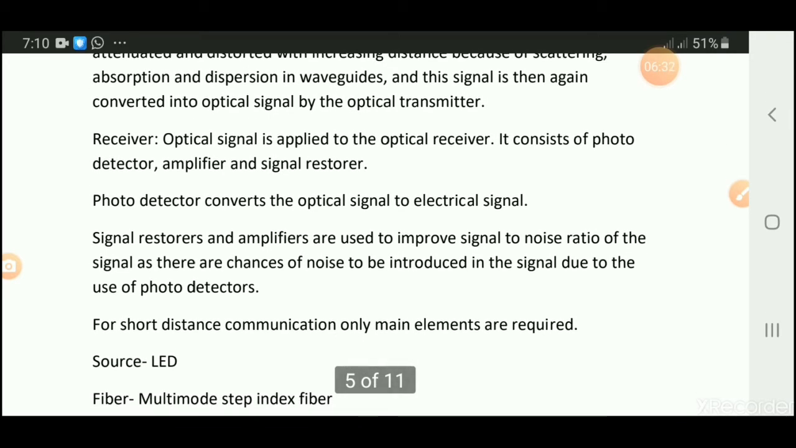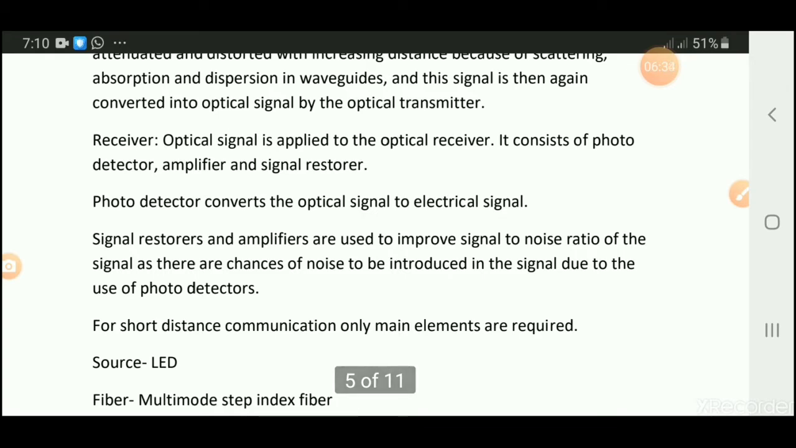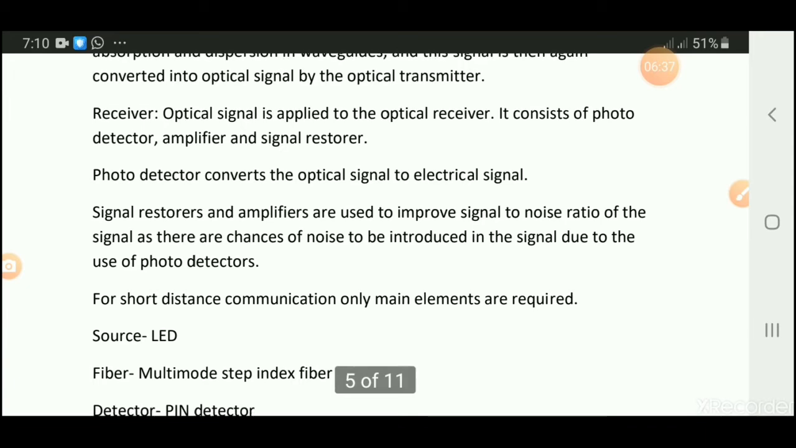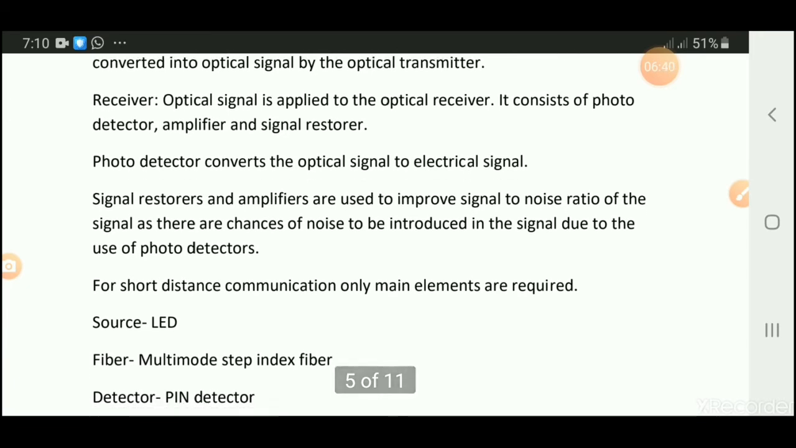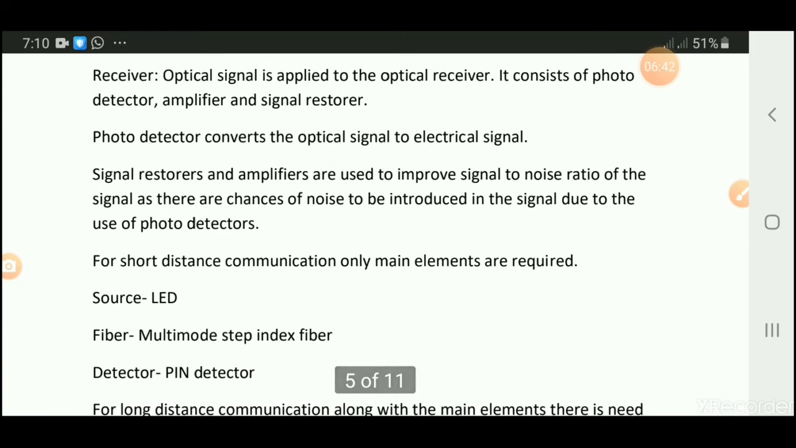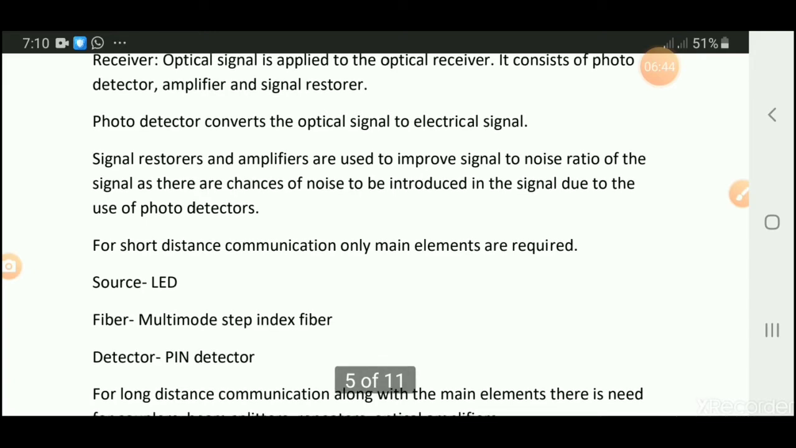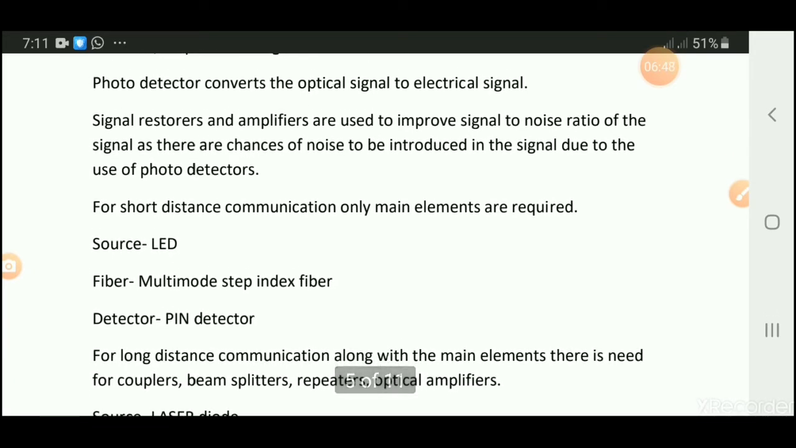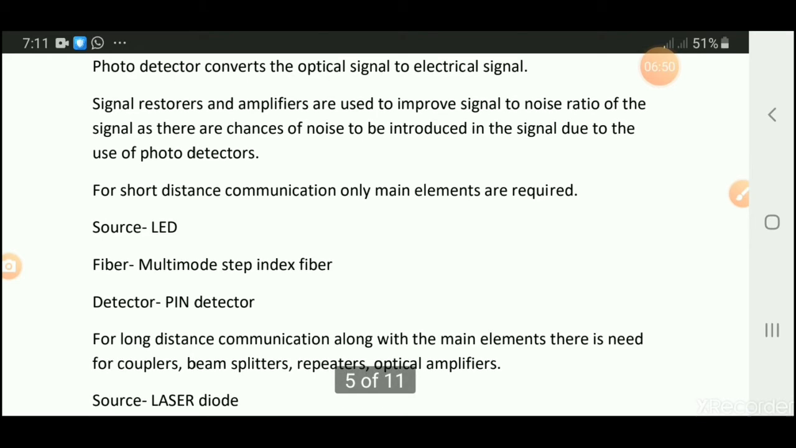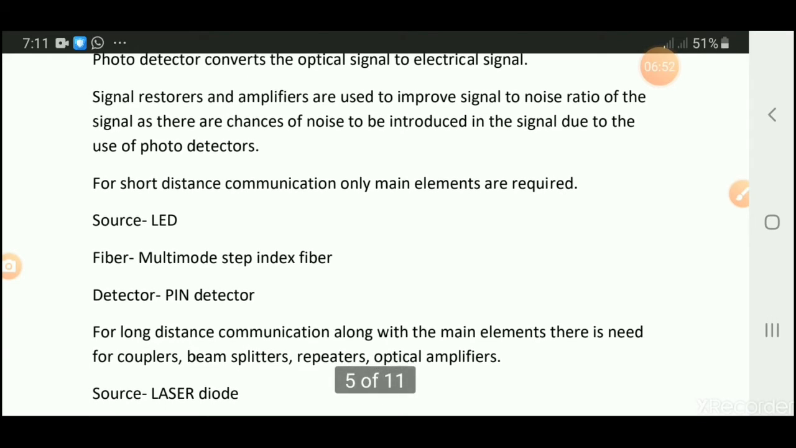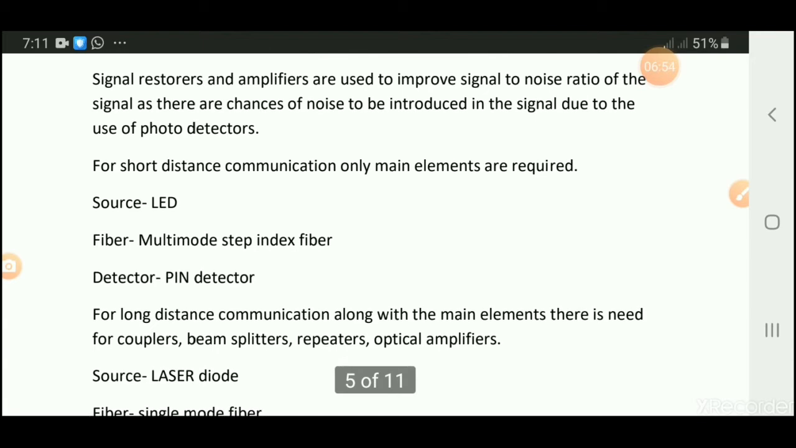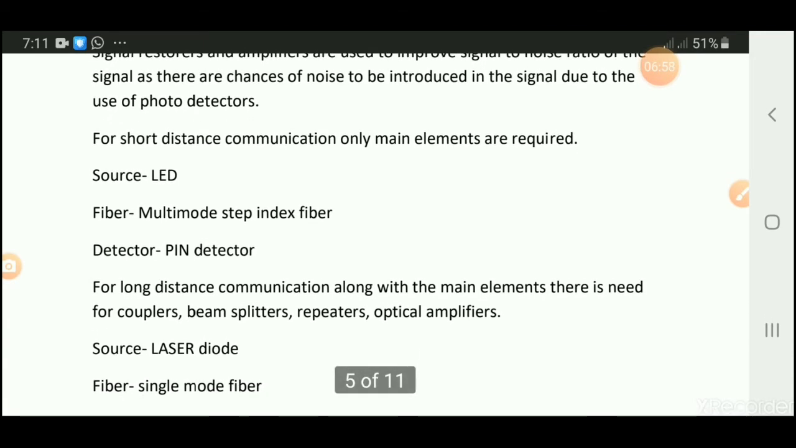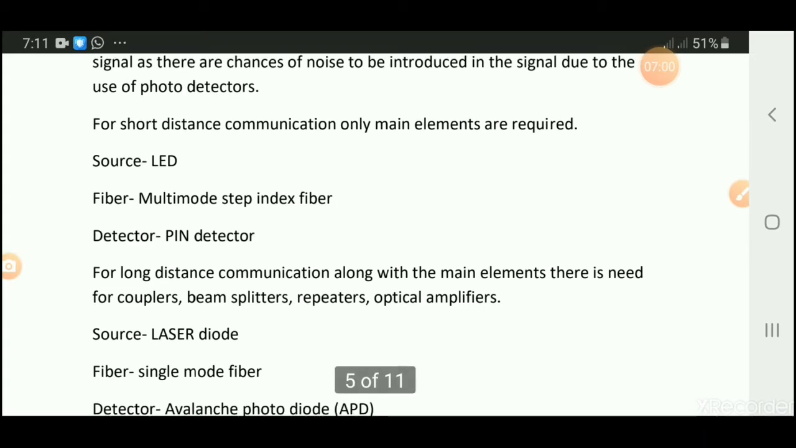Receiver. Optical signal is applied to the optical receiver. It consists of photodetector, amplifier and signal restorer. Photodetector converts the optical signal to electrical signal. Signal restorer amplifiers are used to improve signal to noise ratio of the signal, as there are chances of noise being introduced in the signal due to the use of photodetectors.